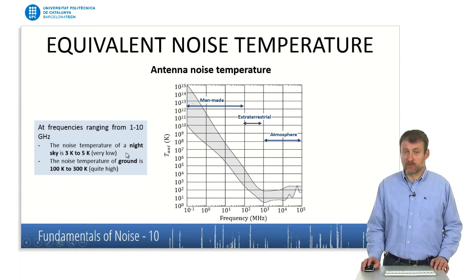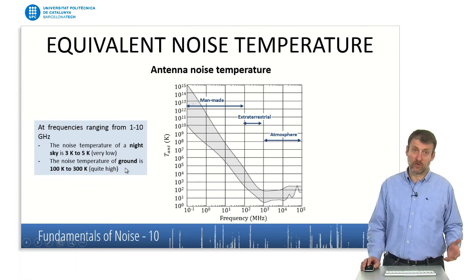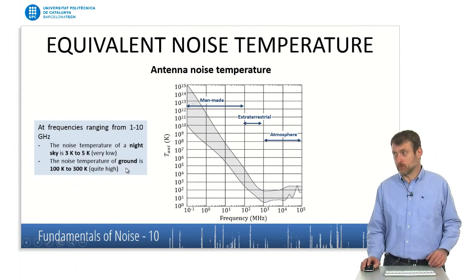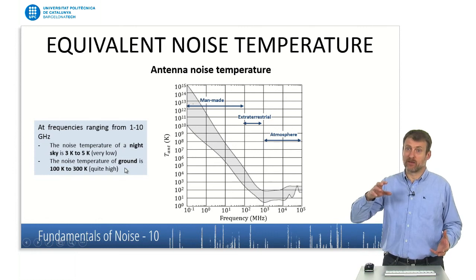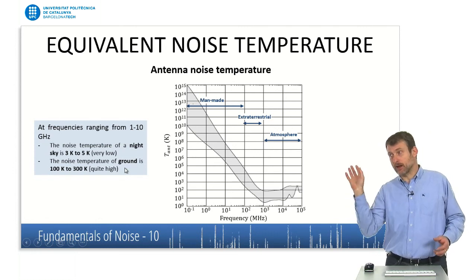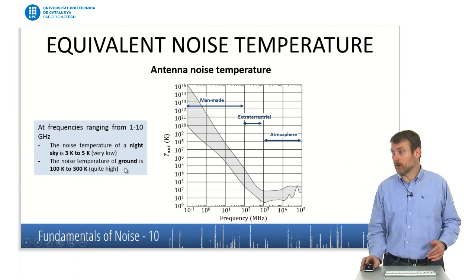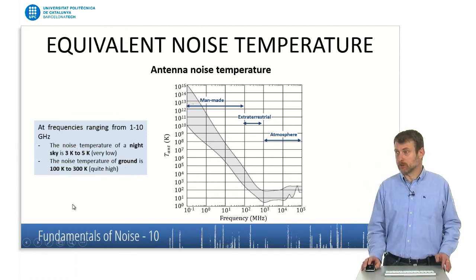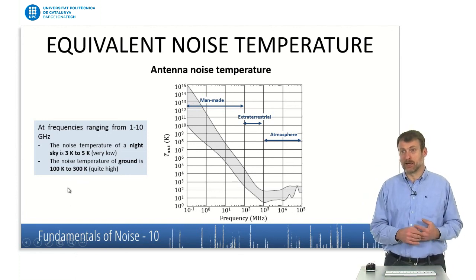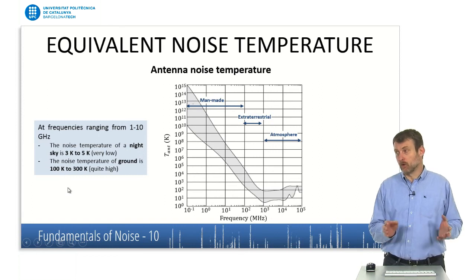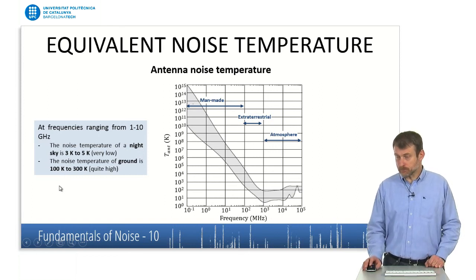The noise temperature of a night sky is in the order of 3 to 5 Kelvin, and the noise temperature of the ground is on the order of 100 Kelvin to 300 Kelvin. So if we have a directive antenna pointing at the sky or pointing at the ground, our antenna noise temperature can vary between these two values, right? So the directivity and the directivity pattern of the antenna also plays a role in the value of the antenna noise temperature.